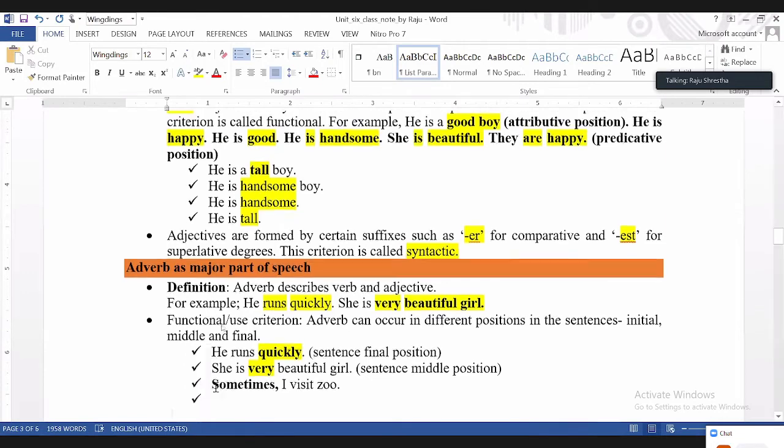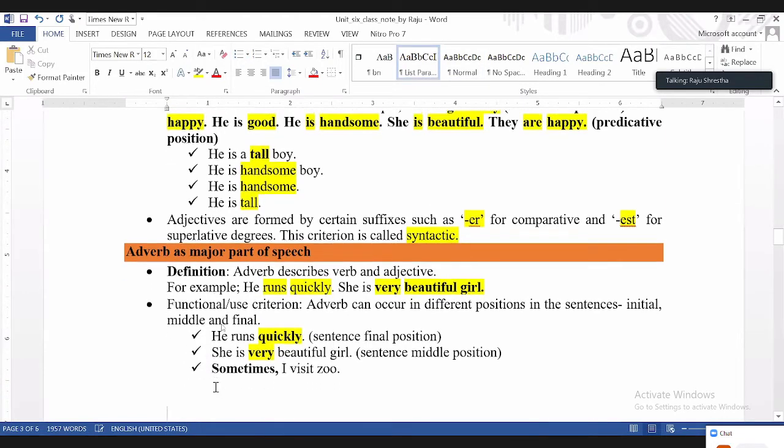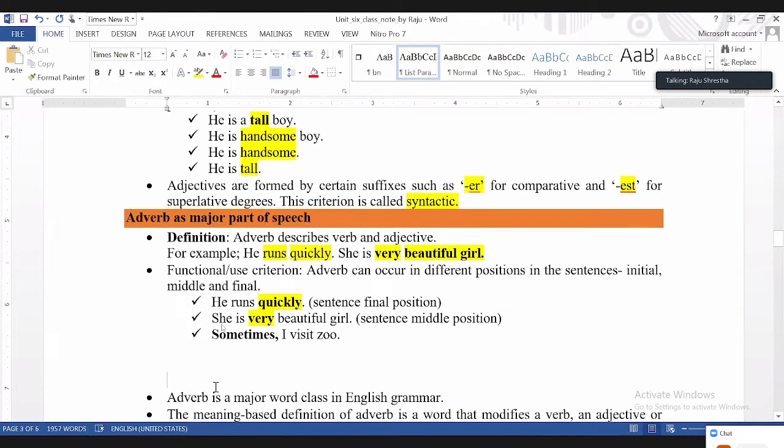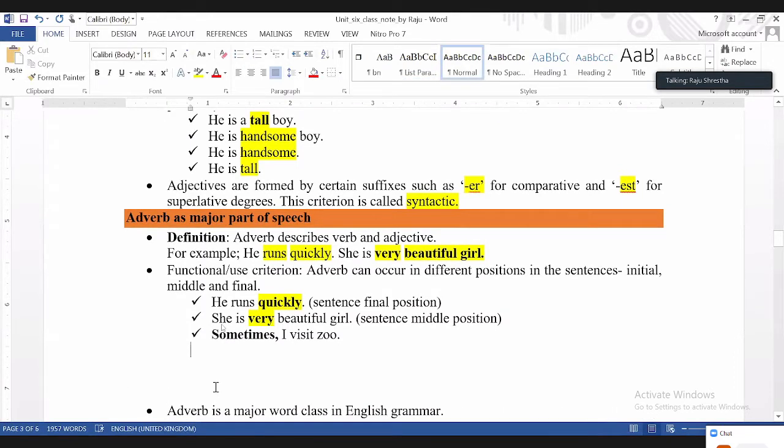So this is about the use or location. In this way we can see it, to identify whether it is a part of speech or not. So we have three different tests that we use. Then what is the next test?